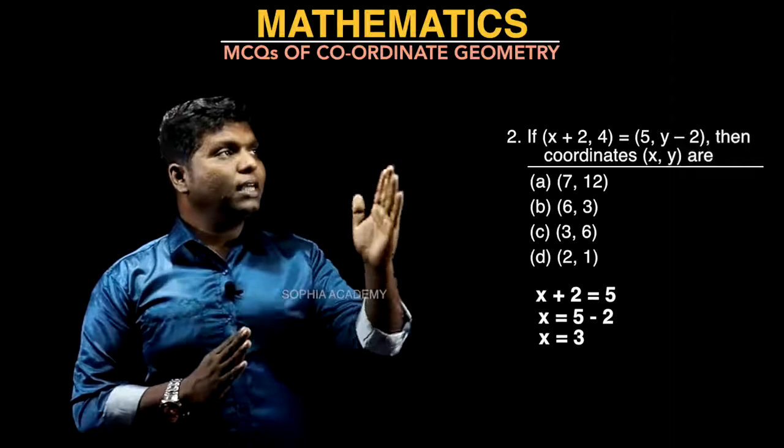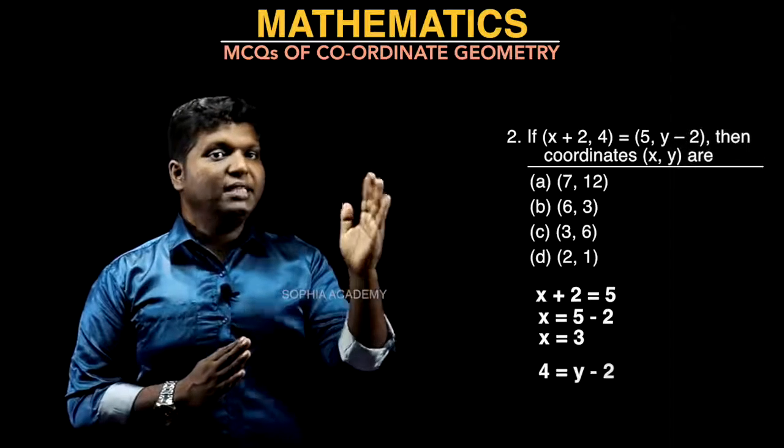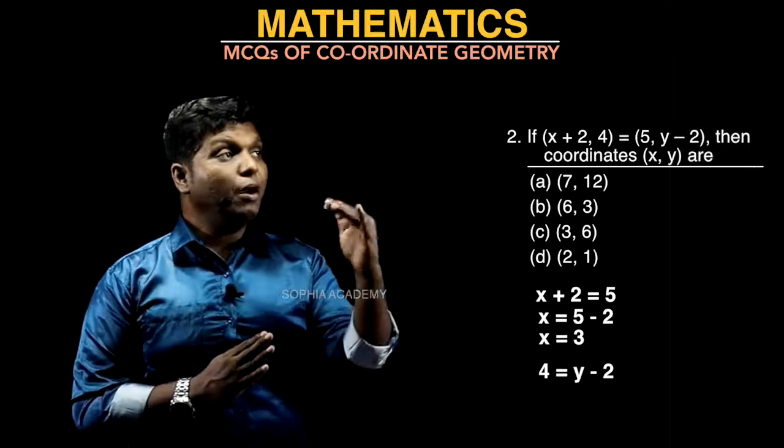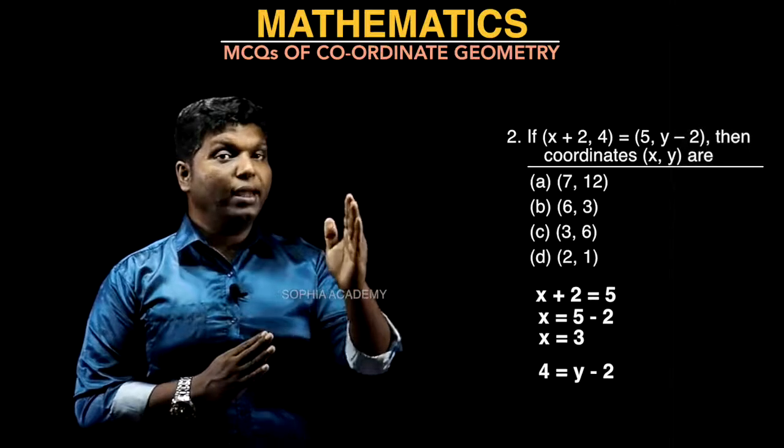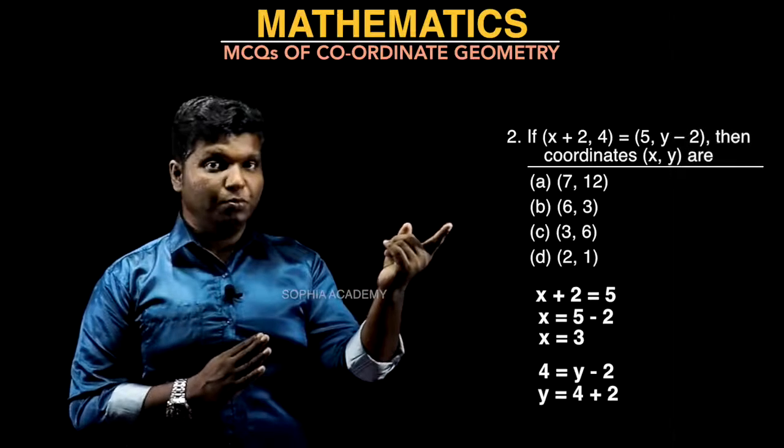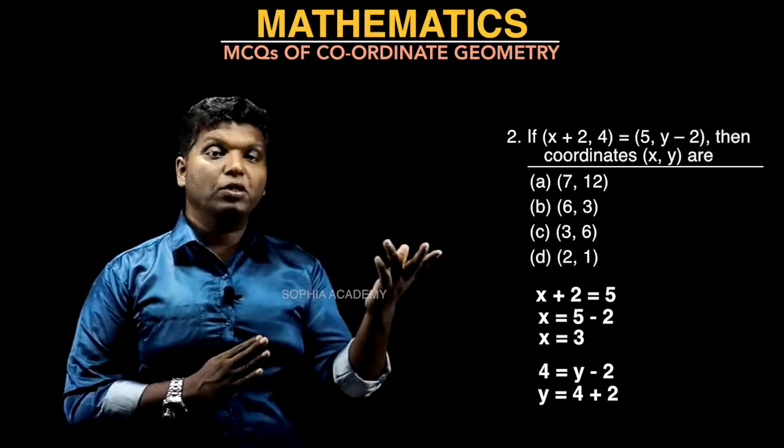Keeping that. Now the second portion, 4 is equal to y minus 2. So if y minus 2 is equal to 4, then y is equal to 4 plus 2, right? 4 plus 2 is 6.